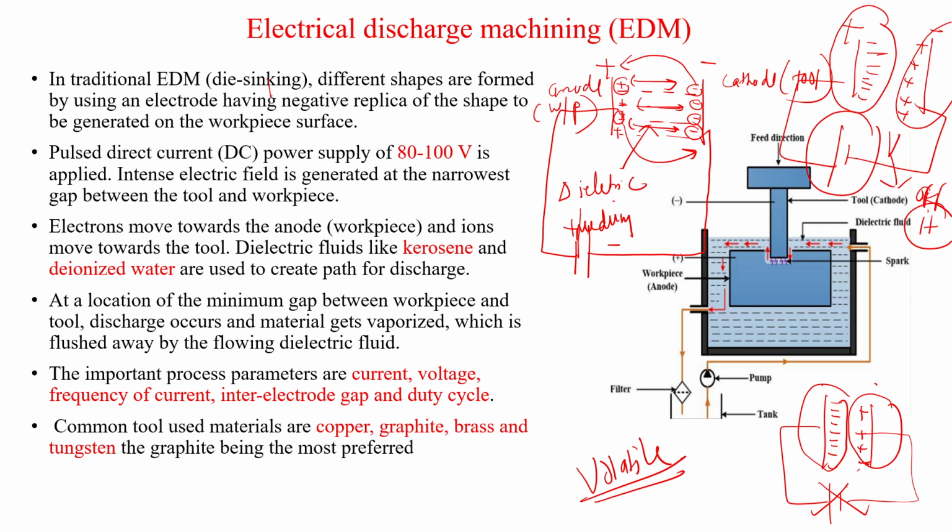And because of that, it leads to melting and evaporation or fusion or blasting. Because of that, it leads to melting and blasting of these electrons, which leads to the machining MRR. This is the basic concept of the EDM process.